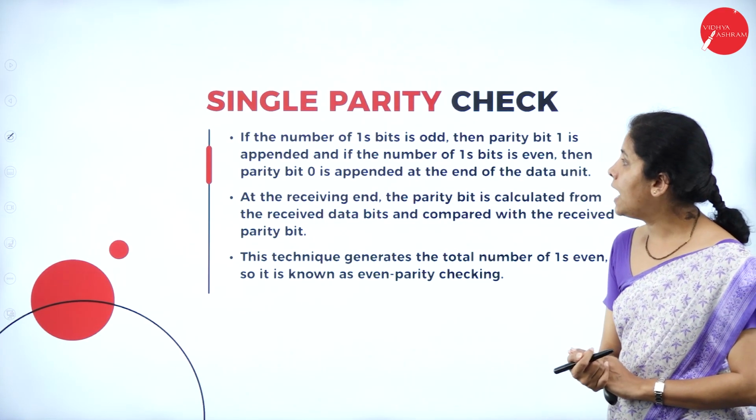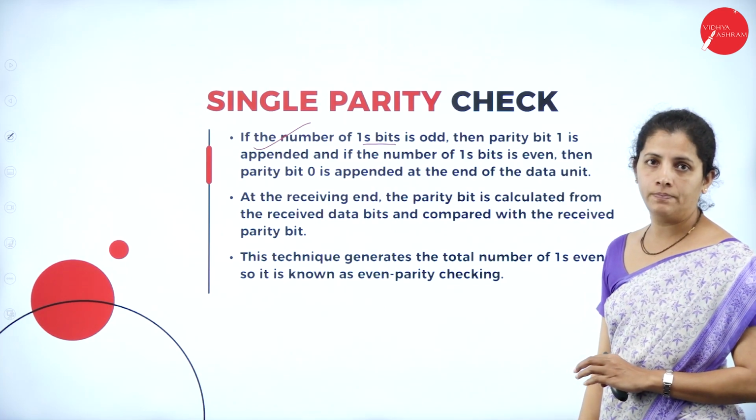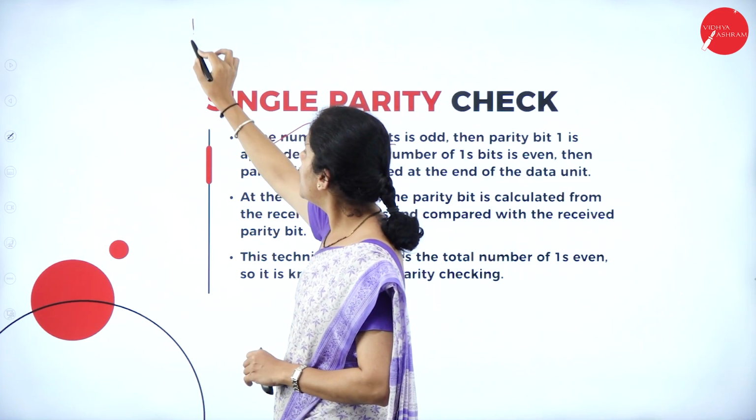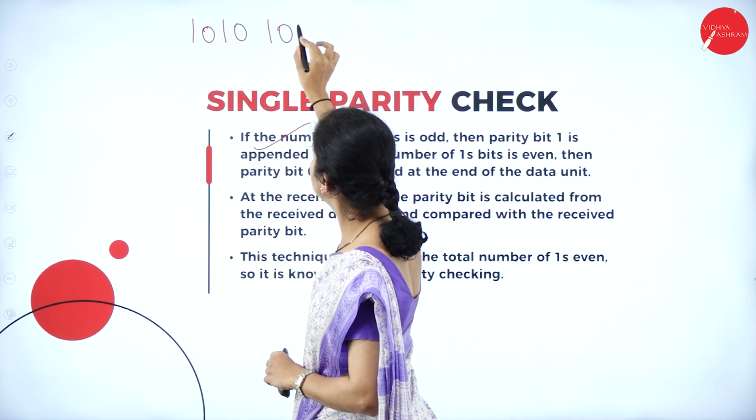Okay, fine. Now, if the number of ones is odd, see here, 1, 0, 1, 0, 1, 0, 0, 0.